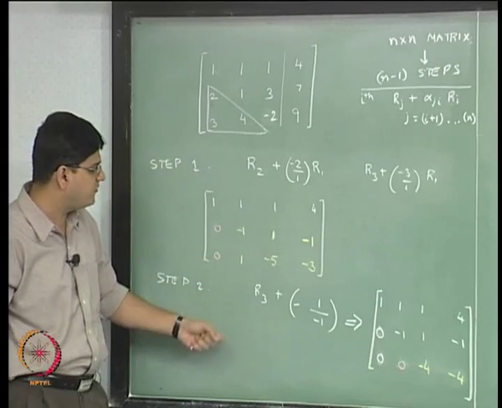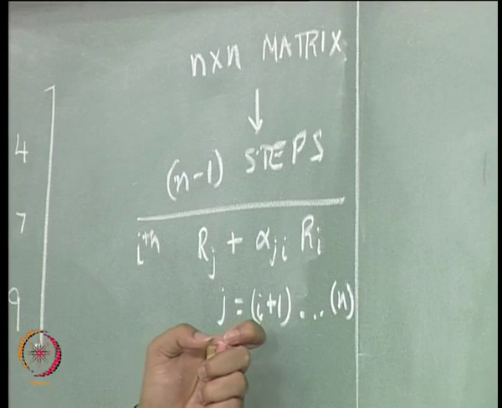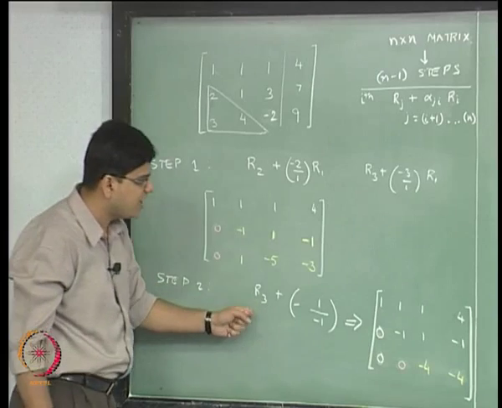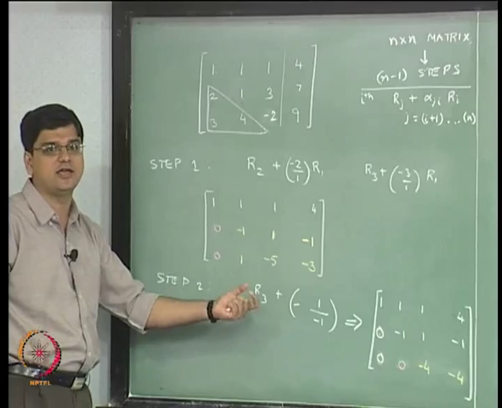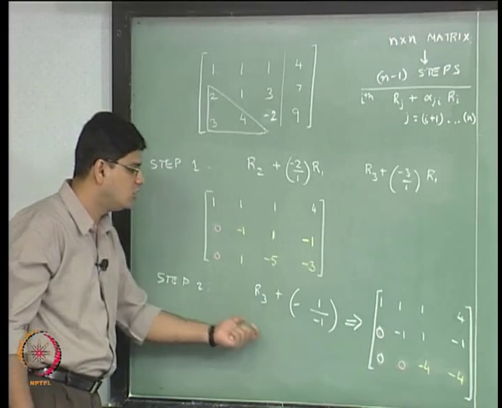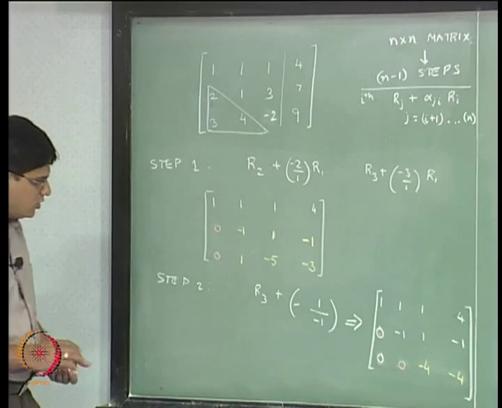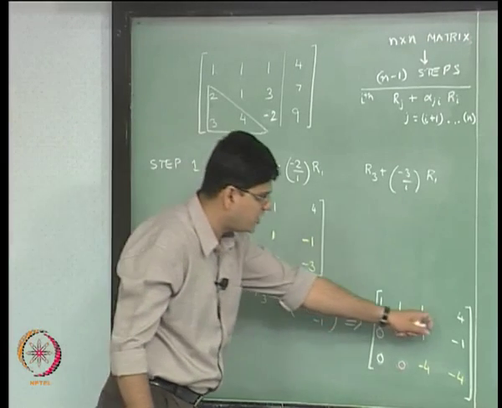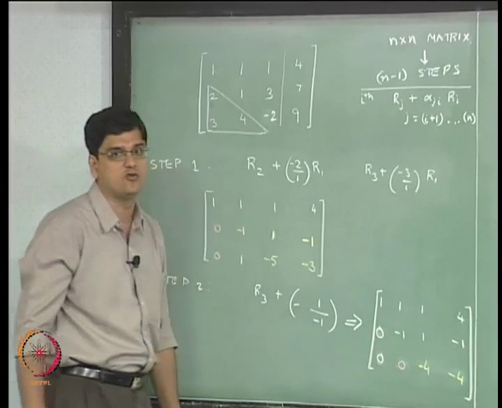In the second step, i equal to 2, so j is going from 3 to 3, that means we will do only one row operation, and that is going to be R3 plus negative of A32 divided by A22 multiplied by R2. Okay. So that was the row operation that we did. So this resulted in the upper triangular matrix 1 1 1 4, 0 minus 1 1 minus 1, 0 0 minus 4 minus 4. Okay.